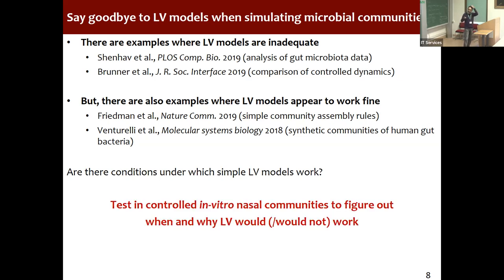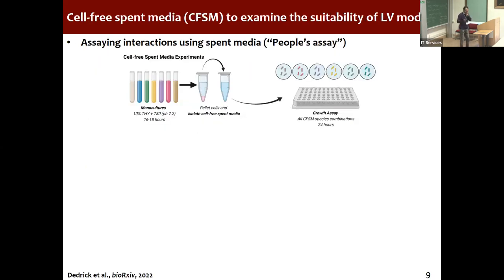And for that, we are using our in vitro nasal communities that we can easily grow and examine to see, can we figure out what's important and what's not? Everything makes sense so far? Right. So the experiments that we do are the most basic experiments that one can imagine. We take one species, we grow them up to saturation, we take the cell-free filtrate, and then we ask how the other species grows in that environment.